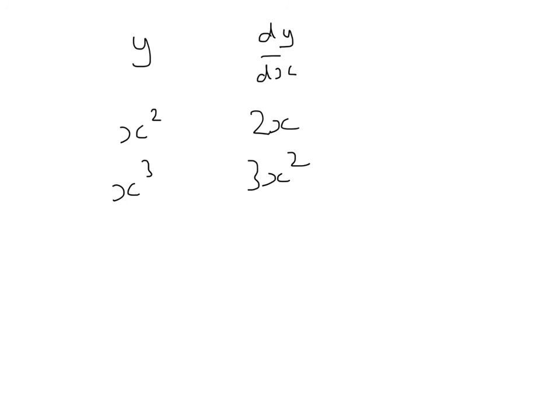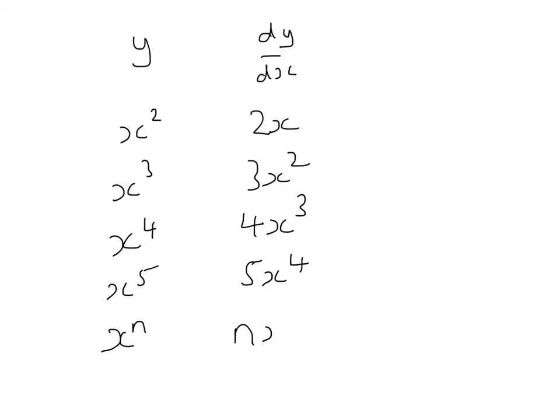So what we've got so far is this table. If y is x squared, the gradient function is 2x. If y is x cubed, the gradient function is 3x squared. If it was x to the fourth, we would find that we'd get 4x cubed. If it was x to the power 5, we'd find it's 5x to the power 4. What about if it's x to the n? I'm pausing to let you think about it. Then you'd find it's nx to the n minus 1.